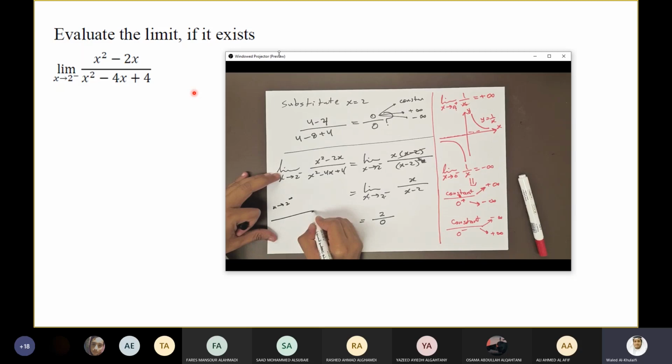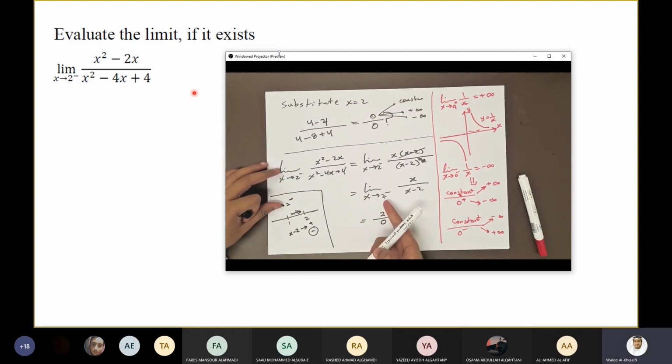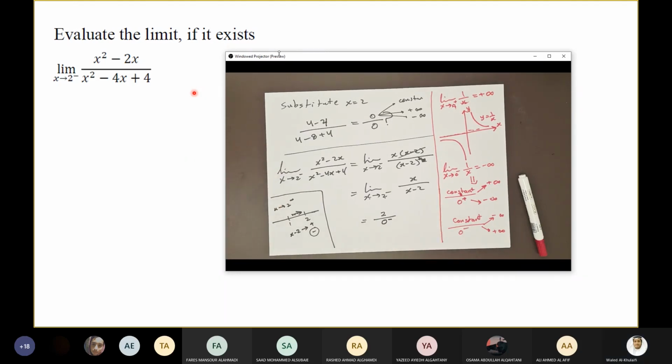Okay? If you look at the real number line, this is 2. I'm approaching from the left. Here, I am here. So what will be the sign of x minus 2? Is it positive or negative, Isabel? Negative. So that means when x approaches 2 from the left, this expression will be negative. But it will get closer to 0. So that means I'm getting closer to 0 from the left.